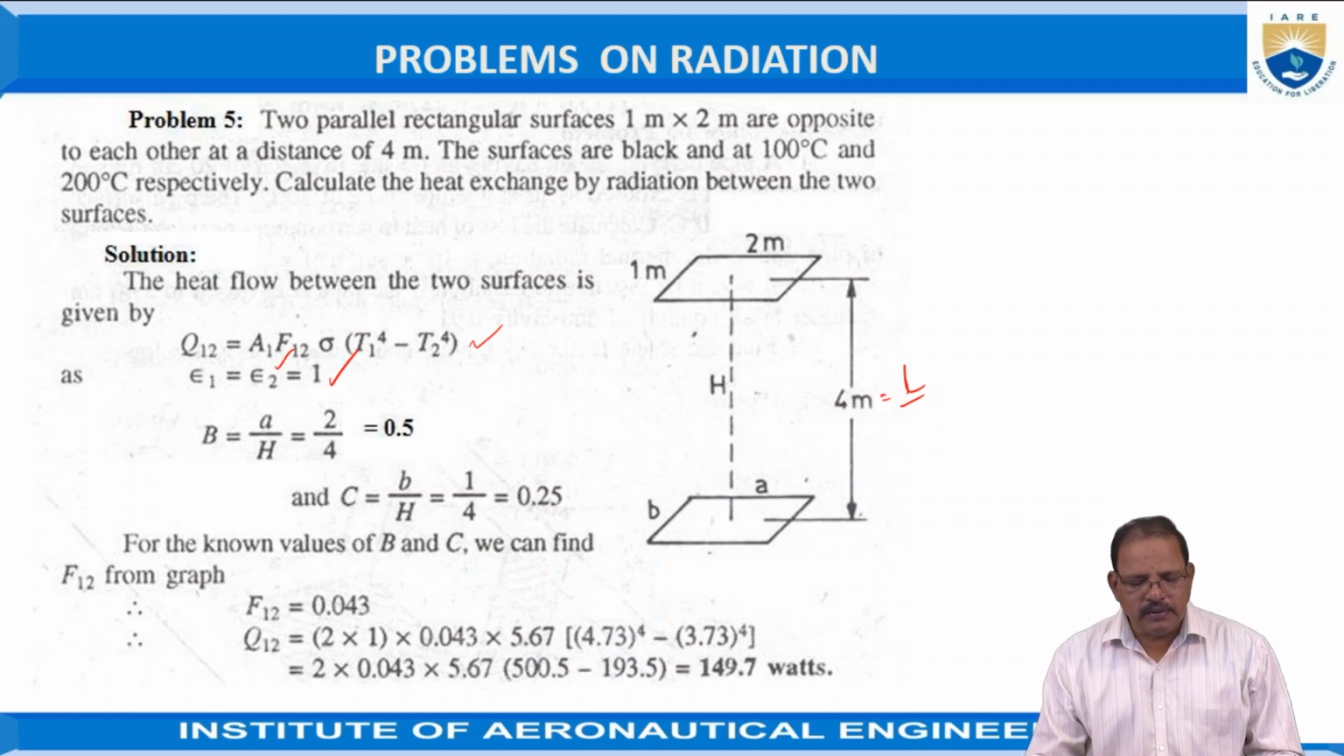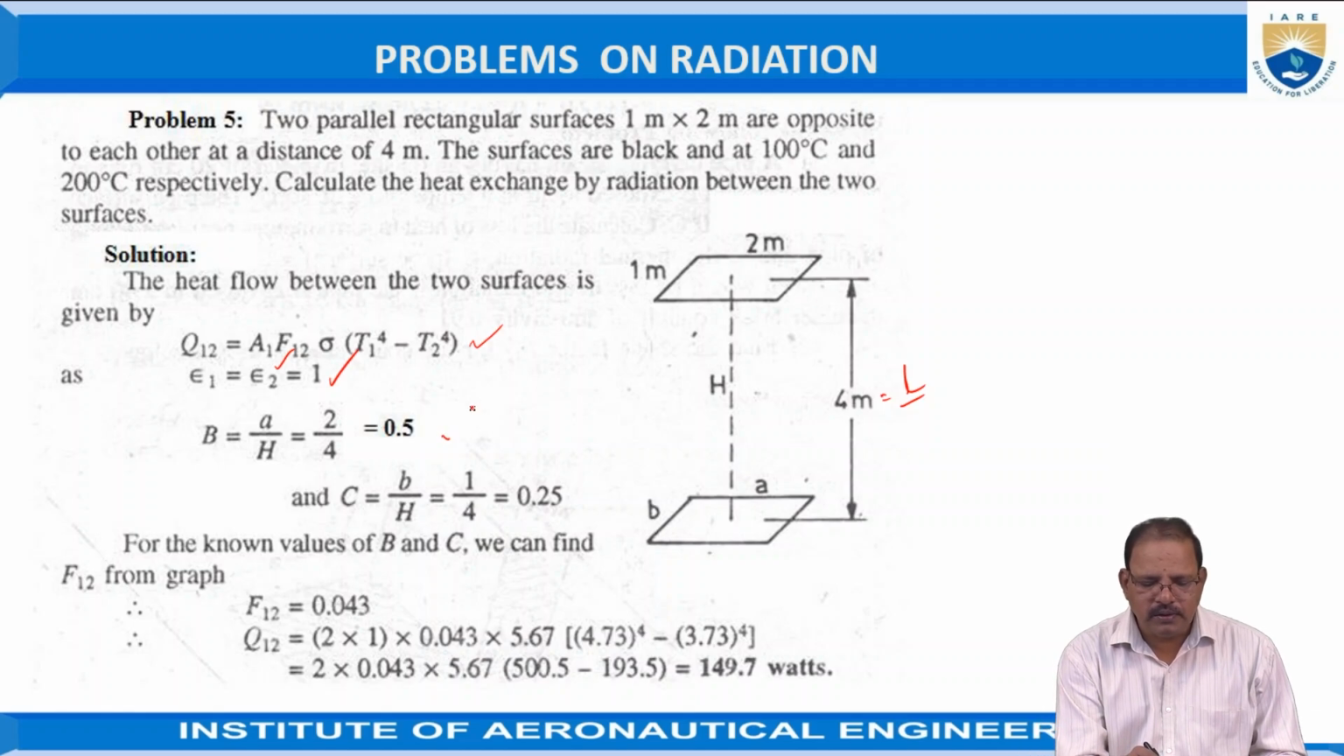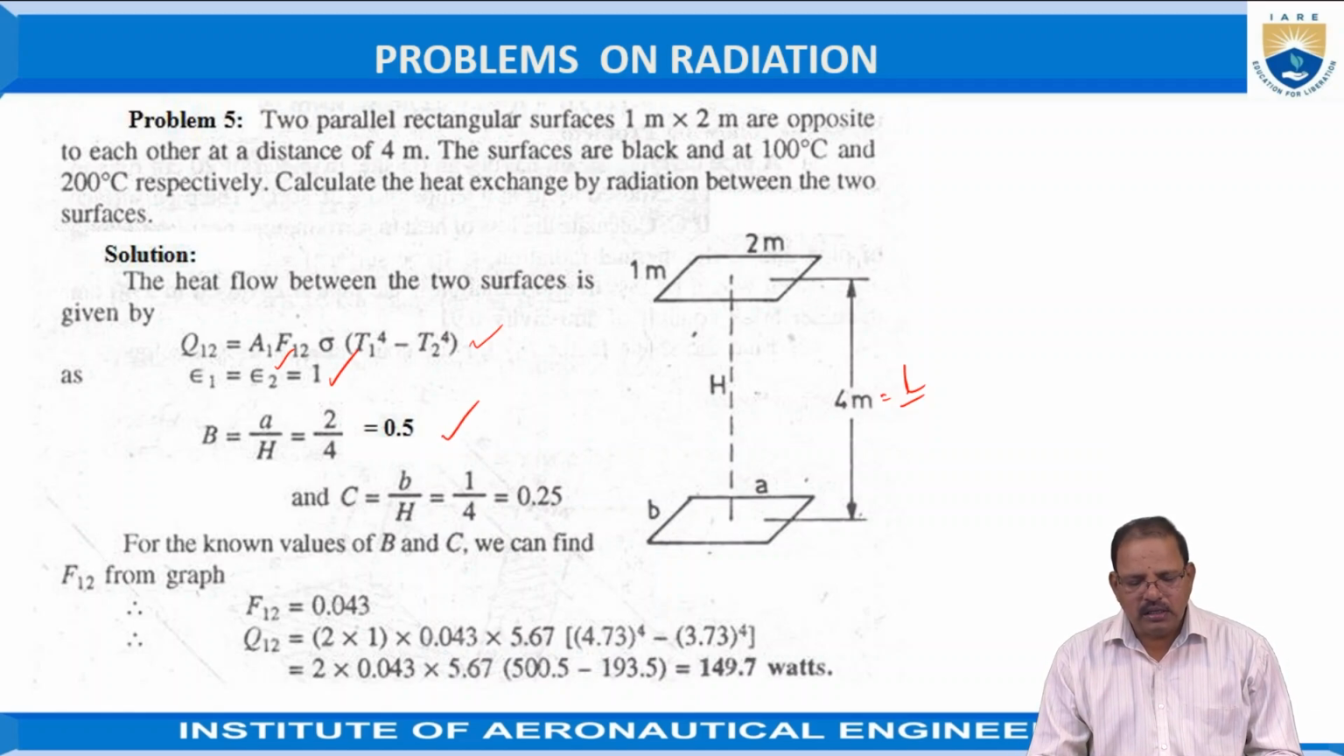So B is equal to A by H, which is 2 by 4, equal to 0.5. And C is equal to B by H, which is 1 by 4, equal to 0.25. For the known values of B and C, you can find F12, the shape factor. From the graph, F12 is equal to 0.043.